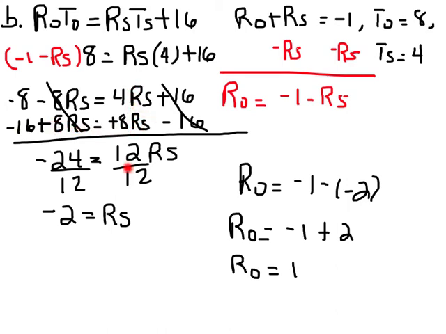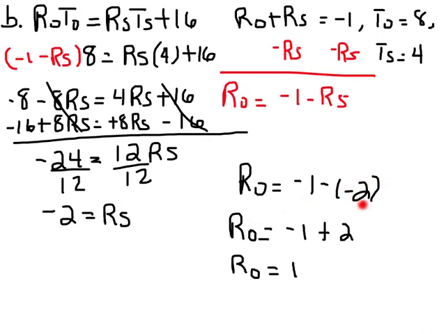When I do, I get 12RS. And then I'm going to subtract 16 from both sides. And when I do, I get negative 24. So negative 24 equals 12RS. When I divide by 12 here to get RS alone, I find out that RS is negative 2.